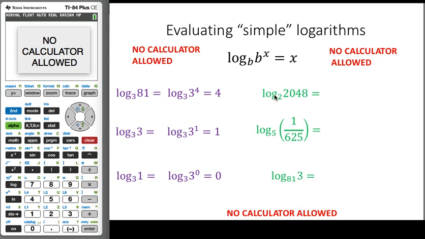Okay, so here are the answers. Log base 2 of 2048. 2048 is 2 to the power 11, so it's 11. 625 is 5 to the power 4, so this is 5 to the power negative 4, so the answer is negative 4. 3 is the fourth root of 81, so it's 81 to the power 1/4, so the answer is 1/4.